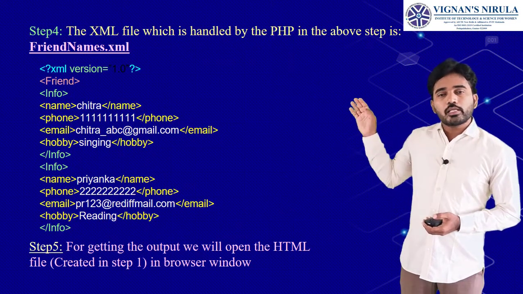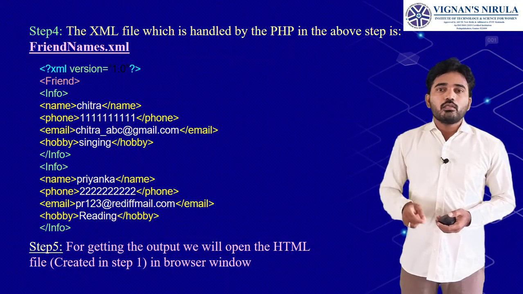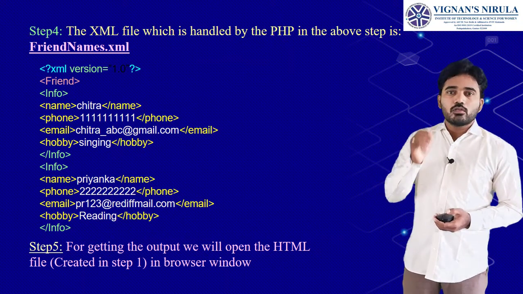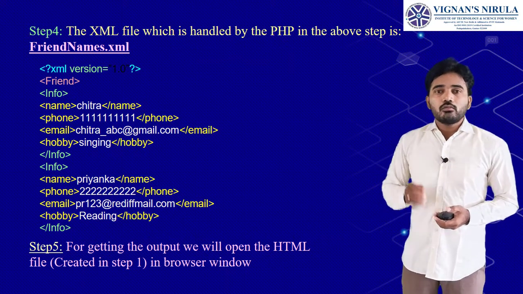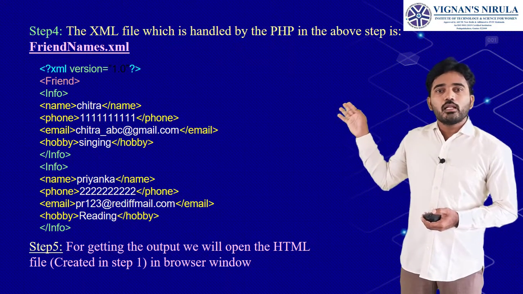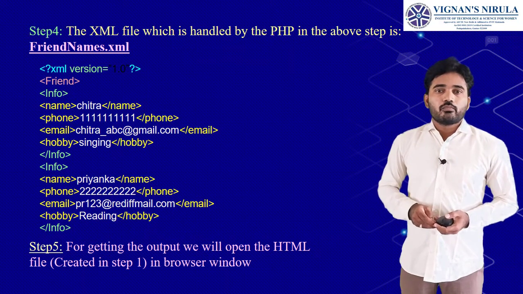In step 4, let us discuss the XML document here. In this XML document, the root element is friend, where you have the child element info. This info is used twice, and related to this info we also have certain child elements like name, phone, email and hobby, where all these are the details of your friend.